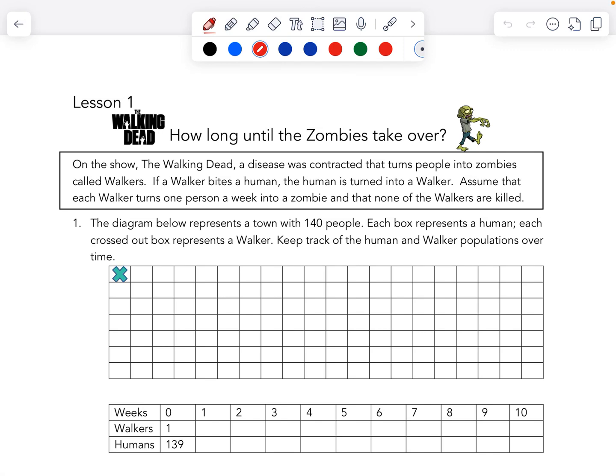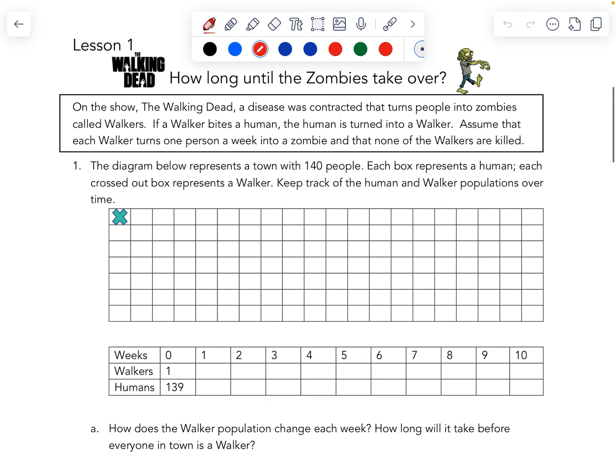So today we're going to take a look at how long until the zombies take over. If you've seen the show The Walking Dead, a disease was contracted that turns people into zombies called walkers. If a walker bites a human, the human is turned into a walker. Assume that each walker turns one person into a zombie each week and that none of the walkers are killed. So here's a diagram of 140 people.